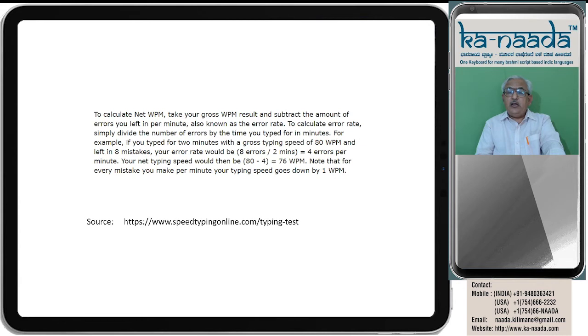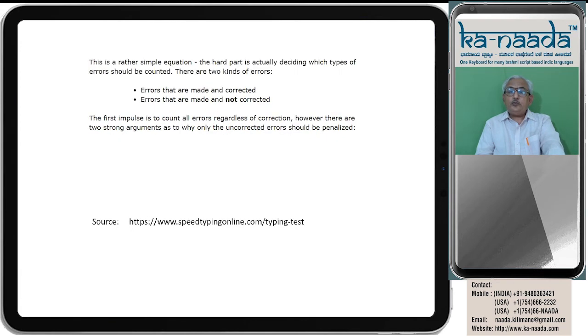To calculate net words per minute, one has to count the gross words per minute and then arrive at the final figure of net words per minute. The screen gives you the equation for how it is arrived at. The formula can be accessed at the link given on the screen below. This is rather a simple equation.